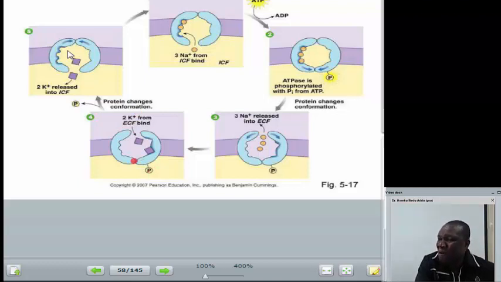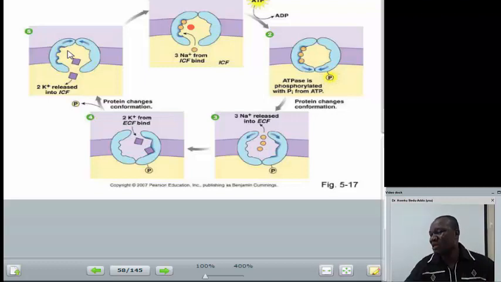Now, when potassium binds to the particle, it undergoes a second conformational change and the inorganic phosphate is released. Once the inorganic phosphate has been released, it assumes the original conformation, which is not potassium loving. So the potassium will be released into the cell. Now, this original conformation is sodium loving, so sodium binds to it and the cycle goes on.